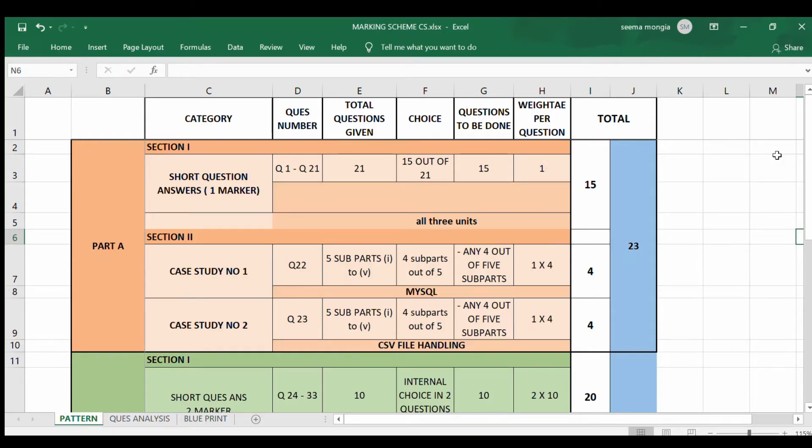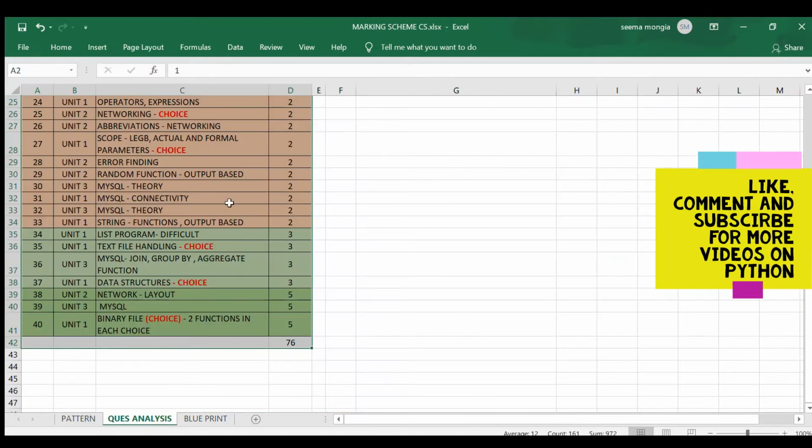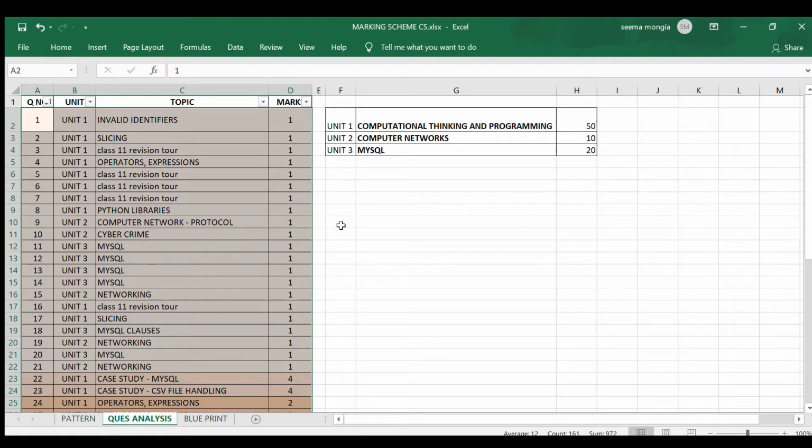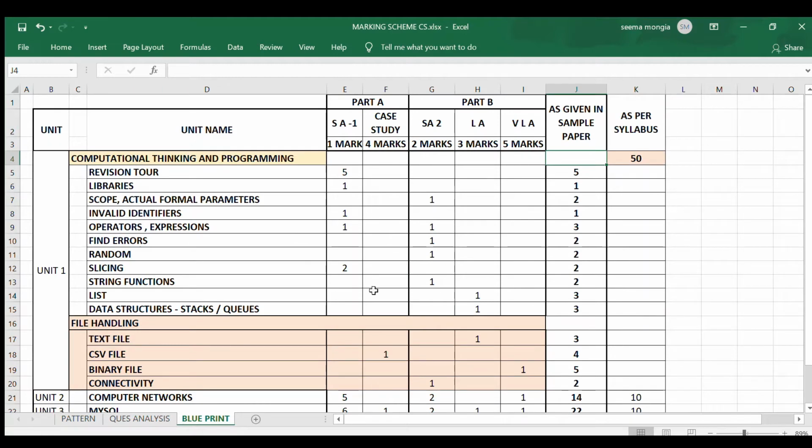Hello everyone. In this video, I'm going to talk about the pattern of the sample paper being released by CBSE for computer science for the new Python syllabus. I will also be talking about the analysis of each question one by one, specifically where and how each question has been taken and what is the possibility of the questions coming up in the board exam, considering them topic wise. Last, I will be talking about the blueprint.